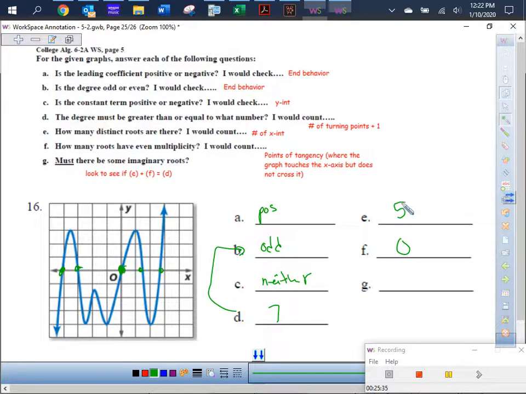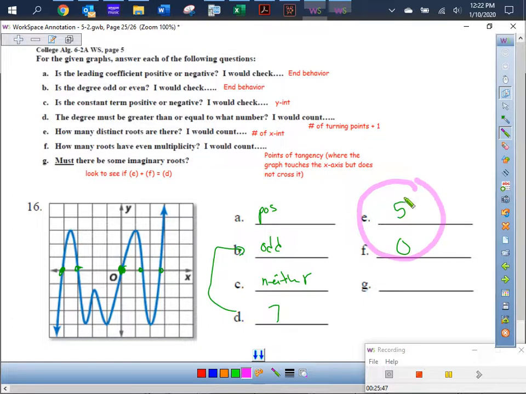And then 5 was how many x-intercepts I counted. None of them were points of tangency, so must there be imaginary roots? Does 5 plus 0 equal 7? No, so opposite, and we'll put yes in that case. So you can see where they're at. It's twist, twist, twist, twist.